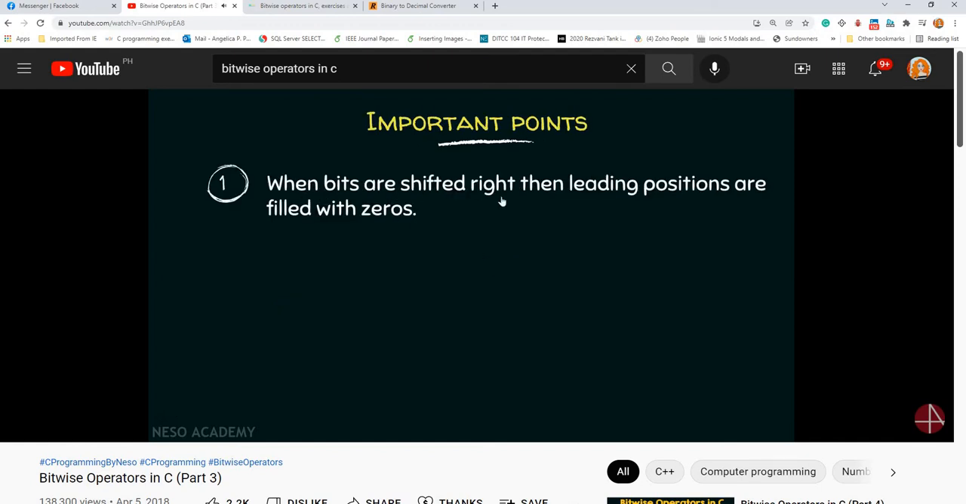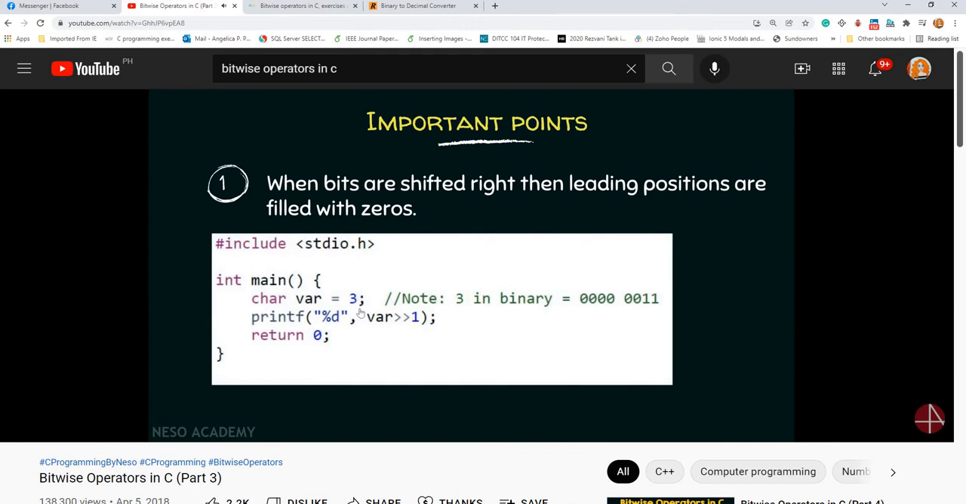When bits are shifted right, then leading positions are filled with zeros. Please note down this point. In the case of left shift operator, trailing positions are filled with zeros. But in case of right shift operator, leading positions are filled with zeros. For example, we are trying to shift the bits of this value towards right by one position. Now let's try to understand how right shift works in this case.